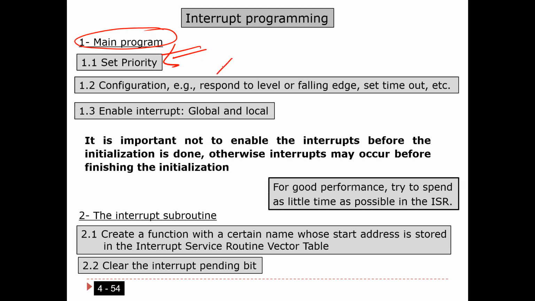Number two, I need to write some instructions for configuration. And this configuration is different from one source to another. For example, in the case of a timer, you need to set the timeout. I need periodic interrupts every one second. So you need to do configuration. You have to write instructions to do that.